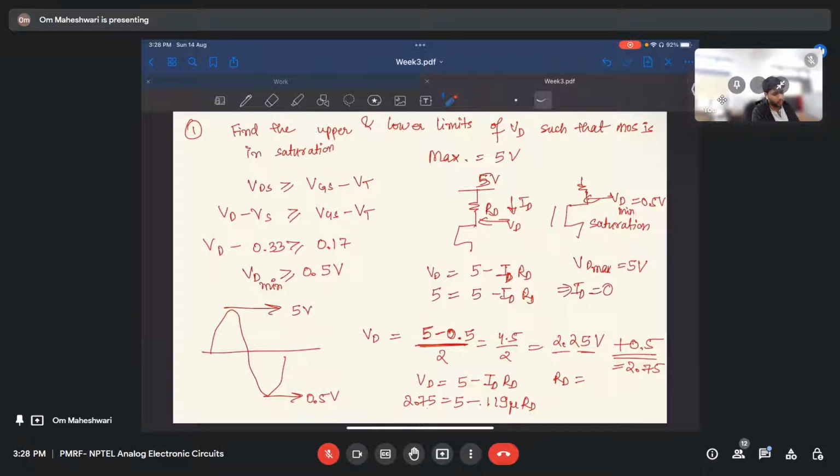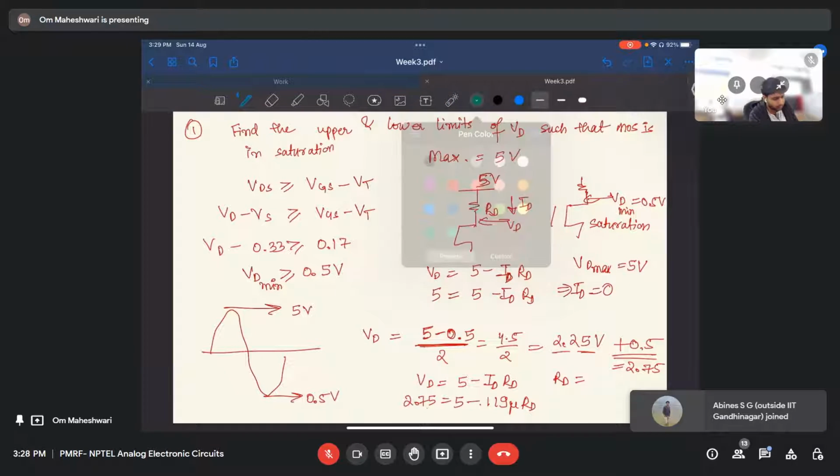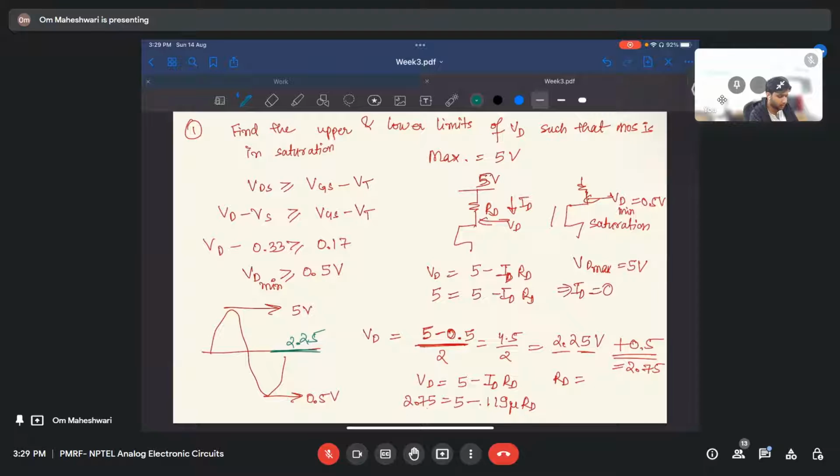But what we are doing is we are setting some voltage here. If I set this voltage to be 2.25 volts, so 2.25 minus 0.5, what would this value be? Can anyone tell me?